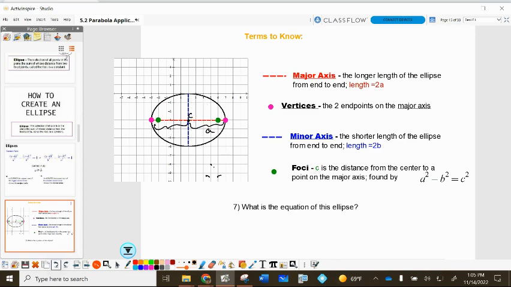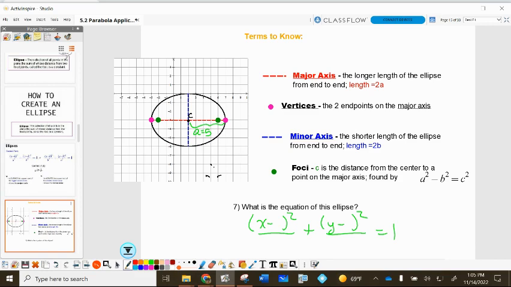There's more than one way to solve a problem, that's for sure. Okay, so what we need to do, we know our formula is going to be x minus something squared over something plus y minus something squared over something equals 1. And so we're going to count the distance from the center to the vertex, and that's 1, 2, 3, 4, 5 units. Okay, so a equals 5.